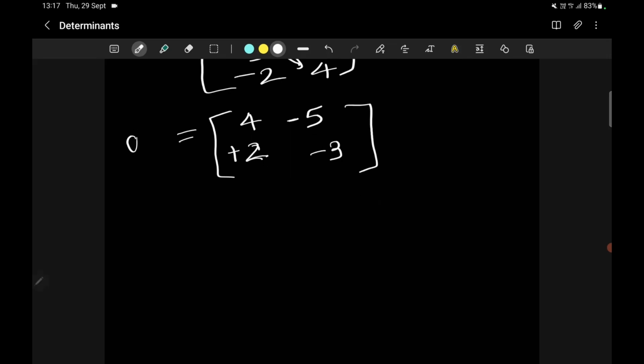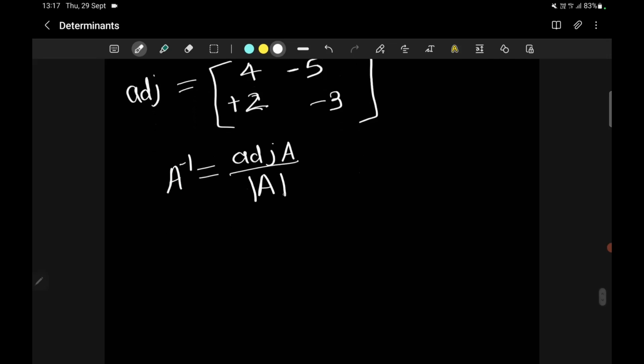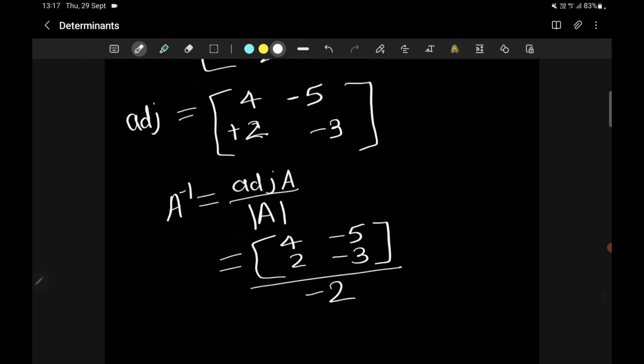Now let's substitute this in our formula. So our formula was adjoint of A divided by determinant of A. Therefore 4, -5, 2 and -3, and our determinant was -2.